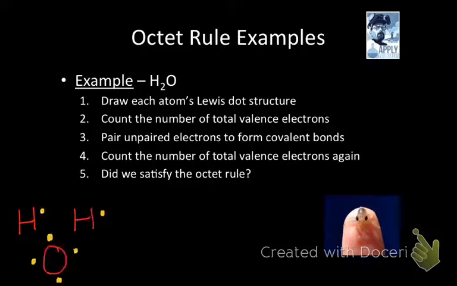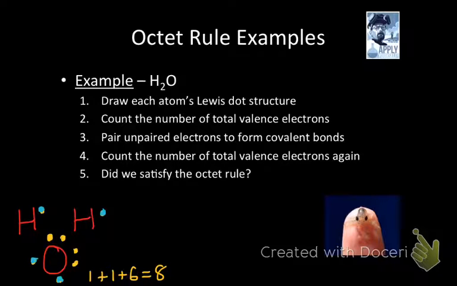Okay, so water molecule has 2 hydrogens and an oxygen. The hydrogens have 1 valence electron, the oxygen has 6, so the Lewis structures will look just like that. And the total number of valence electrons is 8: 1 from each of the hydrogen atoms, and then 6 from the oxygen atom. Those unpaired electrons drawn in blue are 1 on hydrogen, 1 on the other hydrogen, and 2 on oxygen.